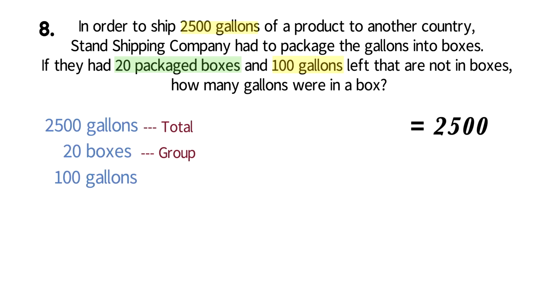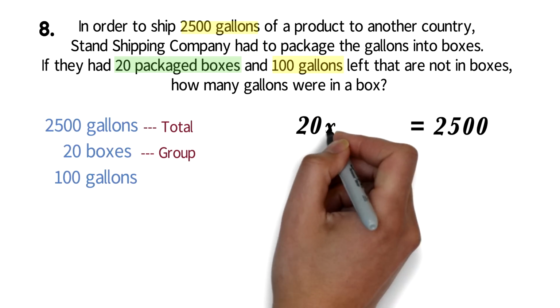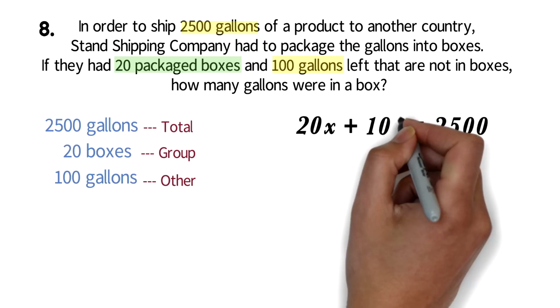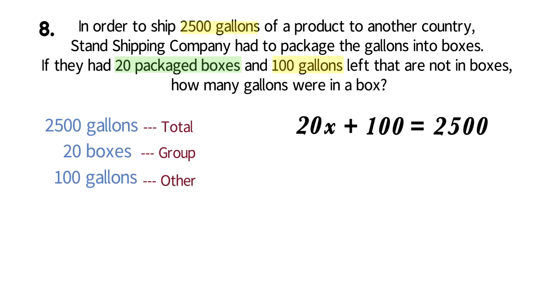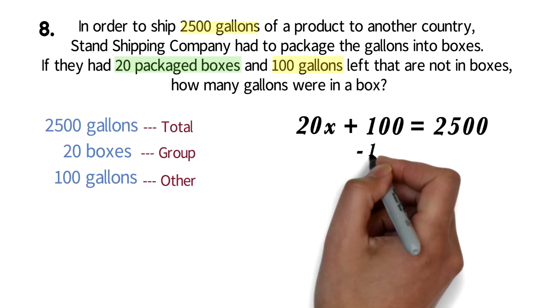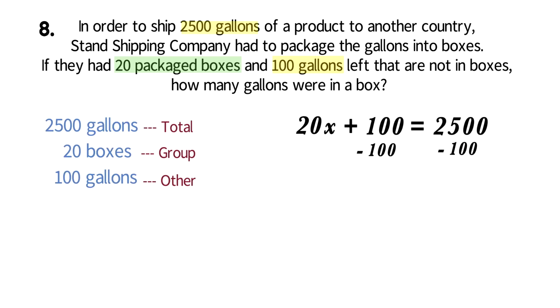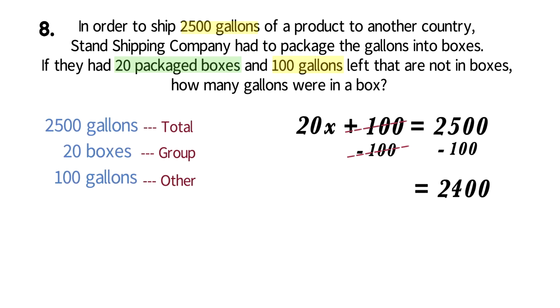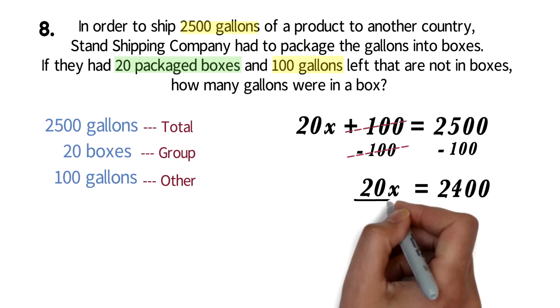The group is the one with the x. So we will have 20x. We can now add the 100 gallons left to the equation and solve for the x in this two-step equation. Subtract 100 from both sides. These will cancel out. 2,500 minus 100 will be 2,400. We now have 20x equals 2,400.